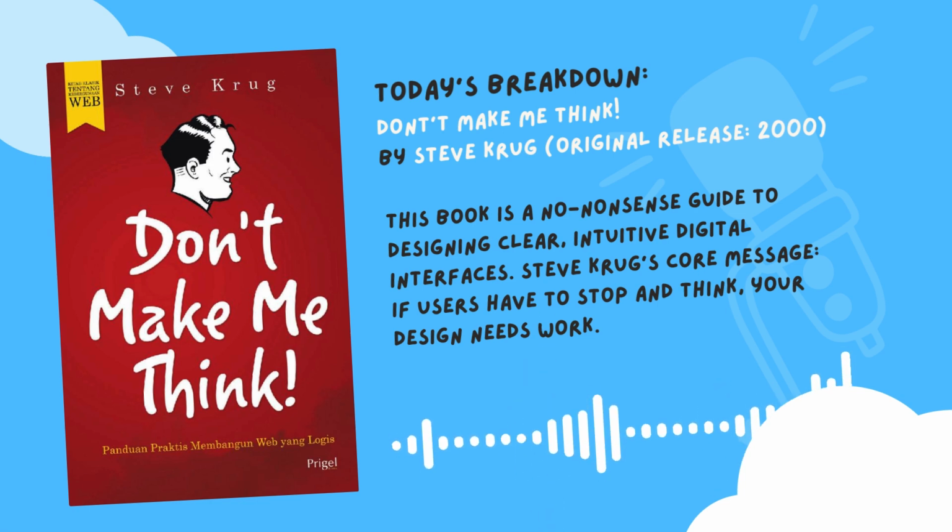When a user has to stop and think, what does this do? Or where am I? You've already introduced friction. And that friction is bad. It's bad because every moment they spend confused is a moment they're not achieving their goal, whether that's buying something, finding info, whatever. They're not getting value. The source gives a great example, doesn't it?